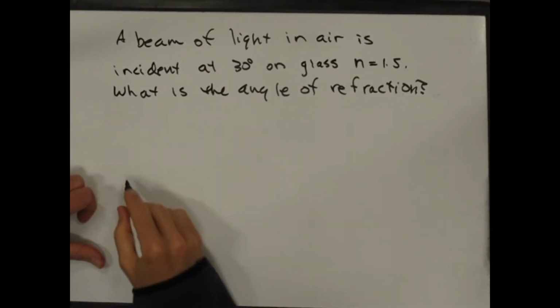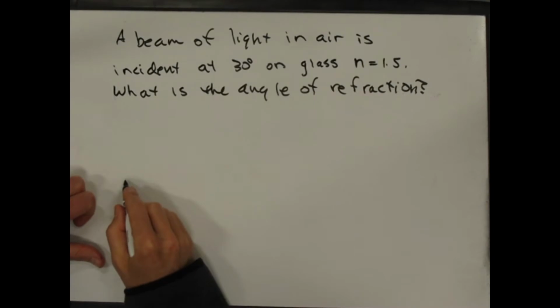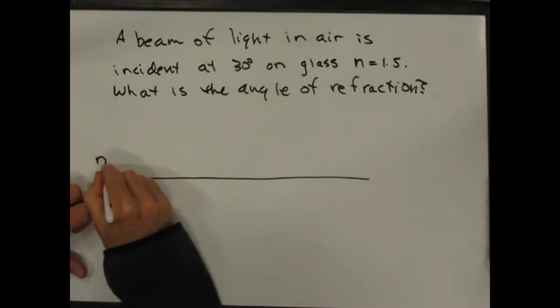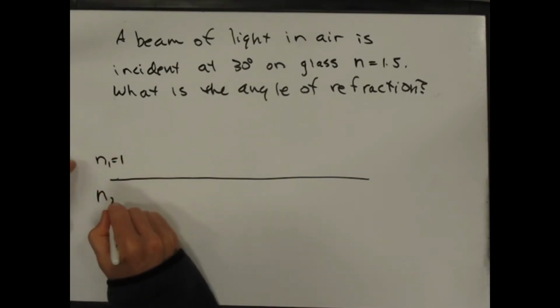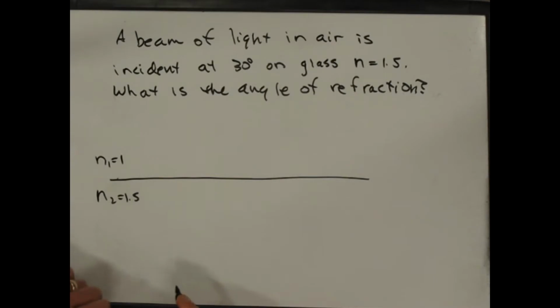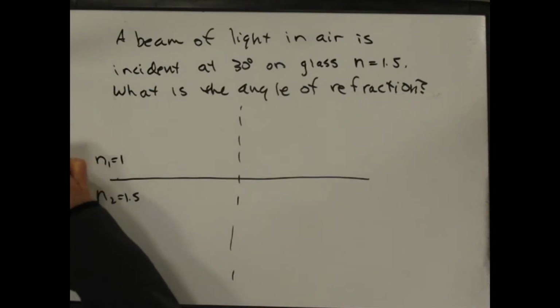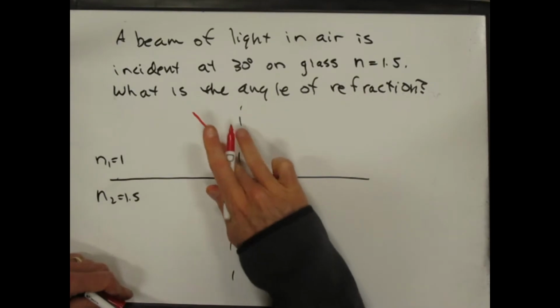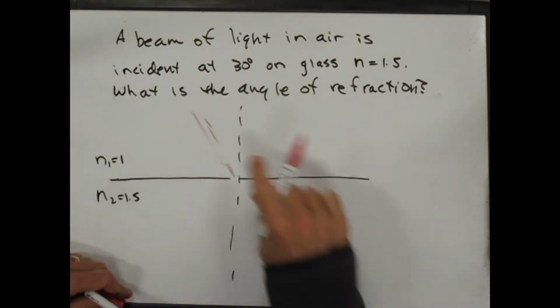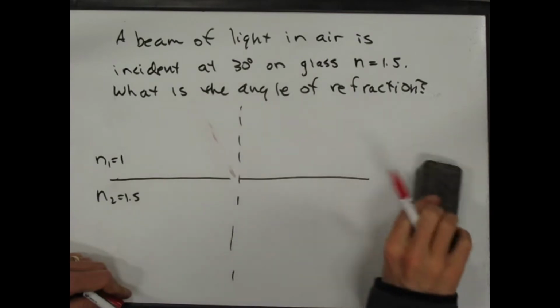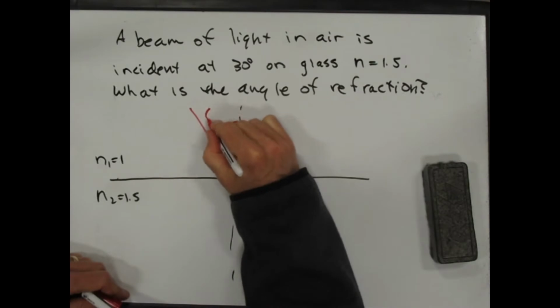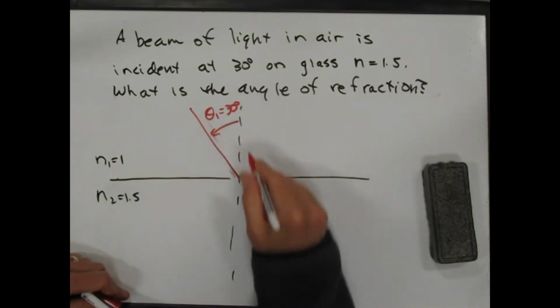So in this problem it says a beam of light in air is incident at 30 degrees on glass. I'm going to call this N1 and N2 rather than N for air and N for glass. I'm going to draw a picture of this. Well, I didn't do that very well. Let me try again. There we go. And we're going to say that's theta 1 equals 30 degrees.